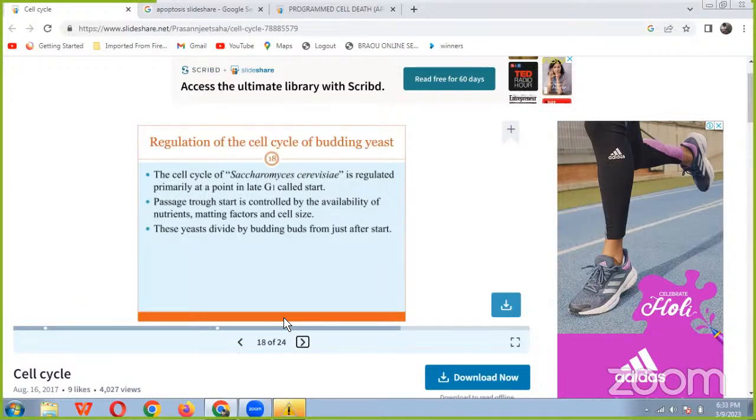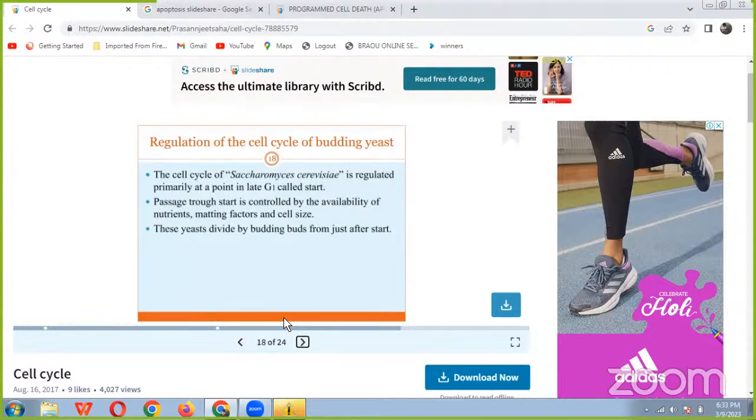Mainly these control the cell cycle. What is the protein? P34 CDC2 type protein. They regulate the cell cycle. Mainly the protein kinase active enzyme has a regulatory subunit, which is also called cyclin.